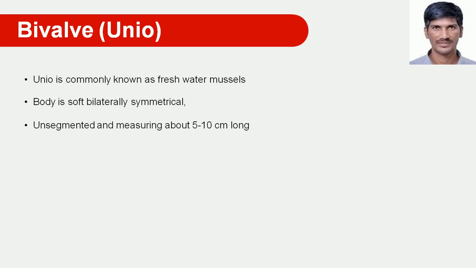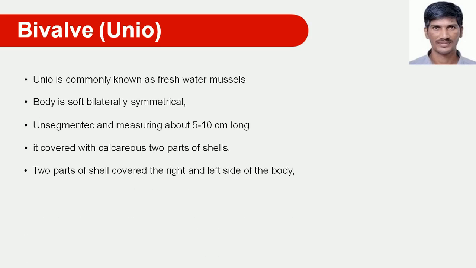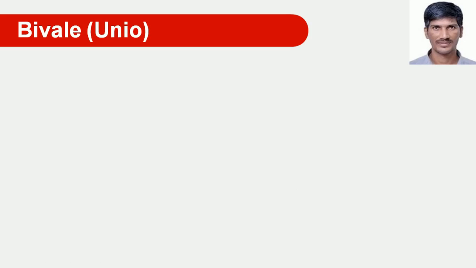Again, it is unsegmented, and it measures about 5 to 10 centimeters in length. It is covered with two calcareous parts of the shell, which cover the soft body, and these two parts of the shell cover the left hand and right hand side. The whole soft body is covered on the left hand and right hand side. These two parts of the shell are connected with the hinge ligament at the dorsal side or anterior region.